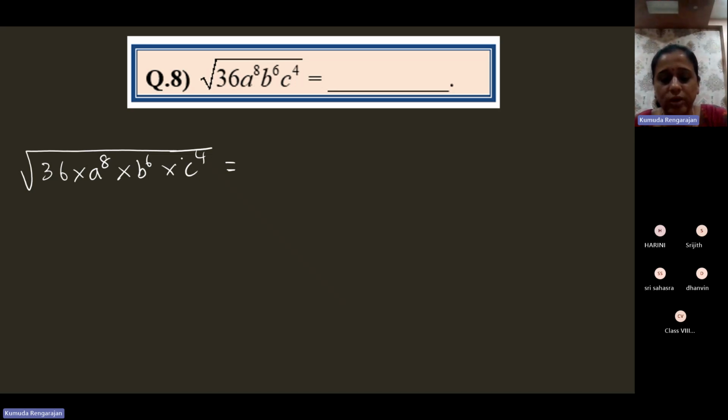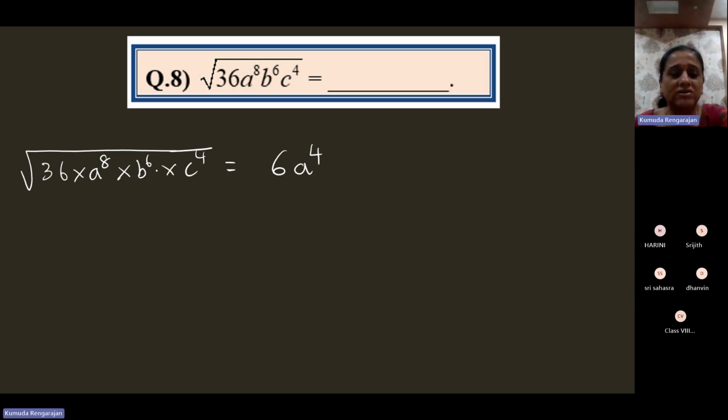So in order to get rid of the square root symbol, if you have equal factors, you'll have to bring half of them outside. See here, the square root of 36 we know is 6. How many a's do we have under the square root? A into a into a into a, 8 times, right? So if you want to get rid of the square root symbol, 4 a's you'll have to bring out. That is a to the power 4. Just divide the power by 2. 8 by 2, a to the power 4.